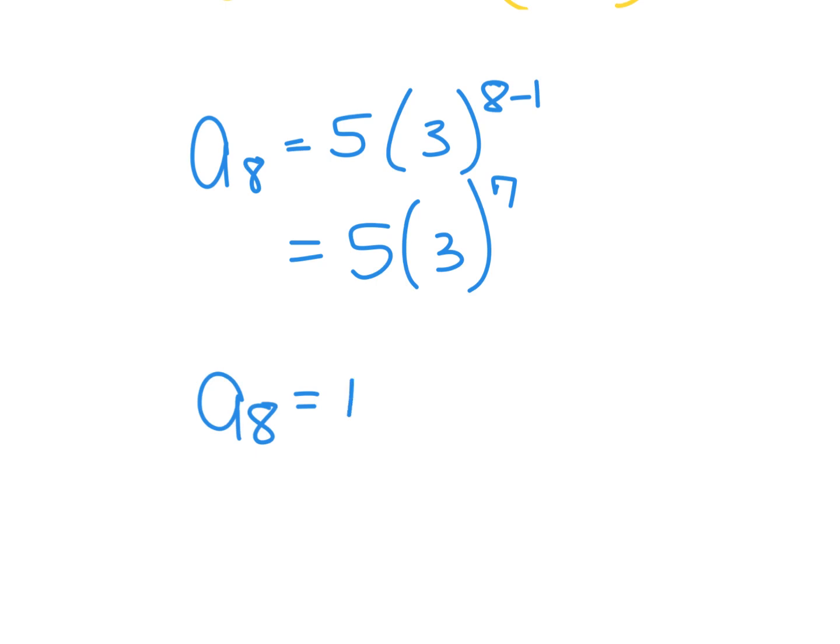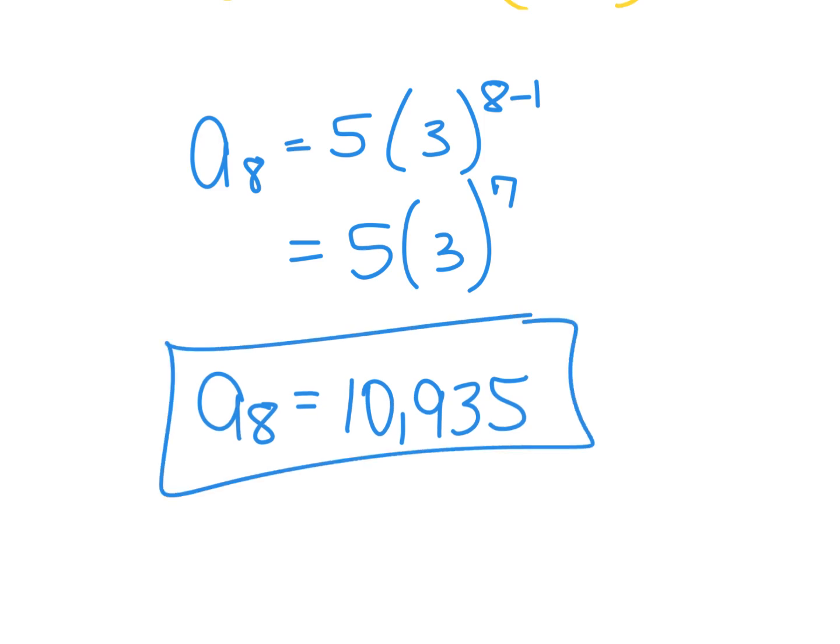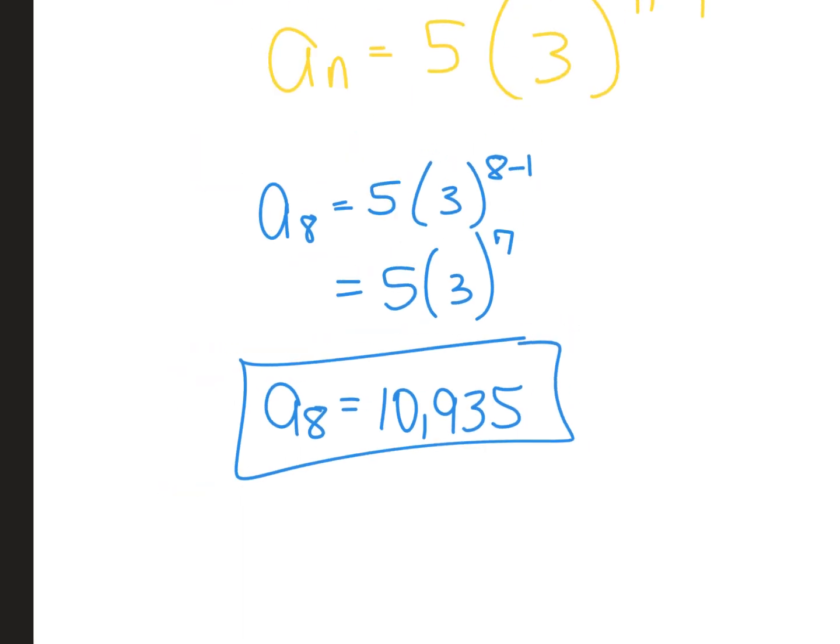10,935? Okay, so 10,935. So think about it. Your first term was 5, and then just 7 terms above it, you're at 10,000 already. So when you have a geometric function, your numbers get big in a hurry or they get small in a hurry. It's not like linear. That's like a constant change every time.